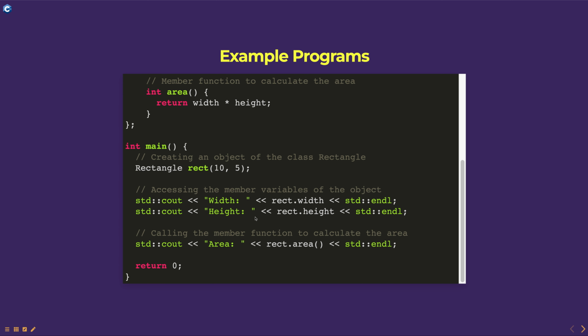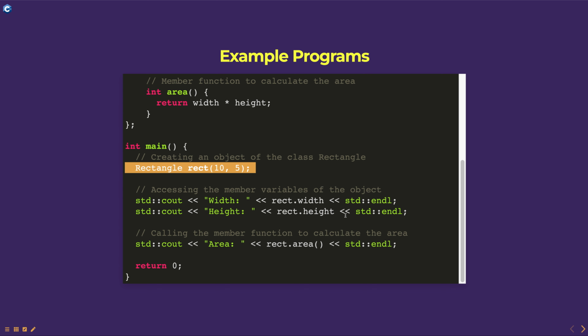In the main function, an object rect of the class rectangle is created and initialized with the values 10 and 5 respectively. The member variables, width and height of the object are accessed using the dot operator, and their values are printed.